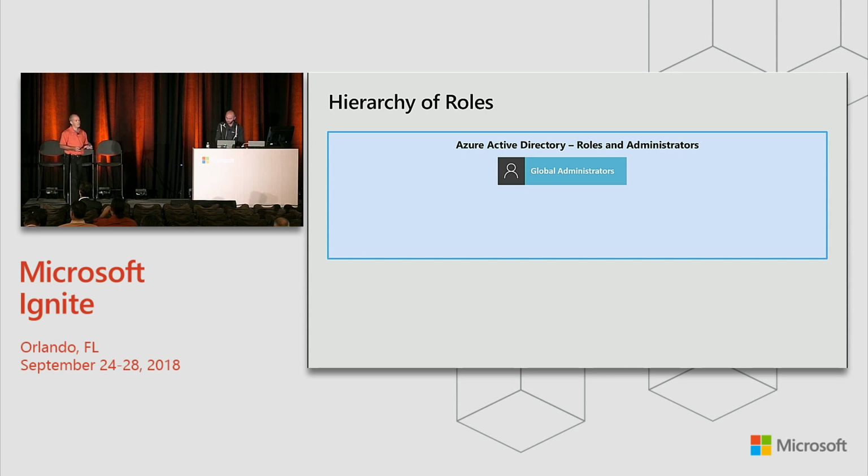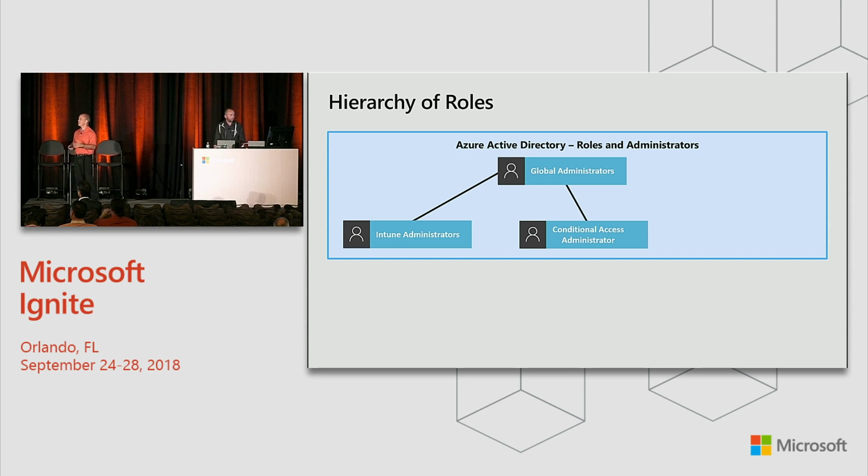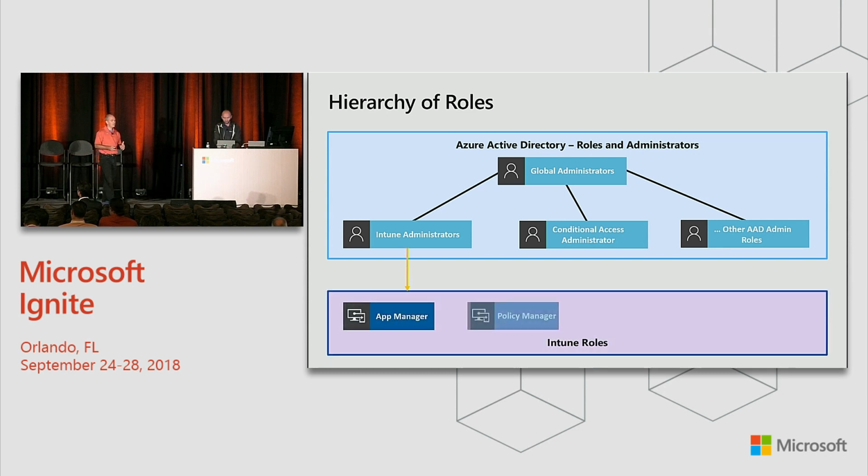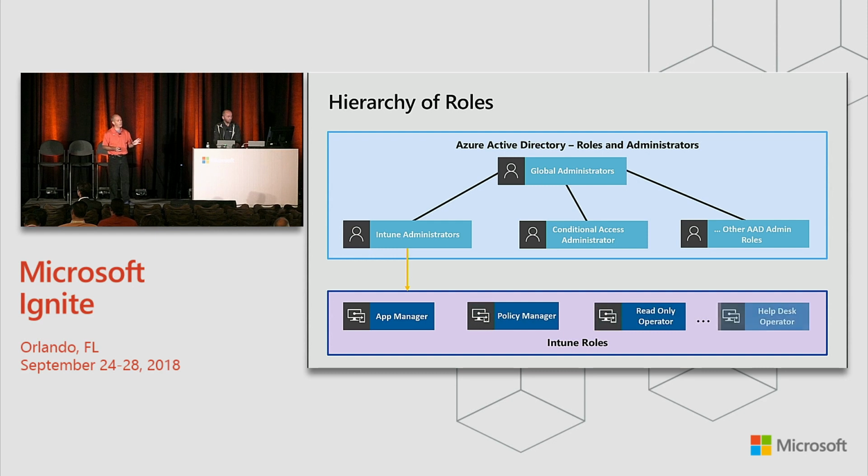So in Azure Active Directory today, you have global administrators. One level down below, you have Intune administrators, and you may have conditional access administrators and other administrators for different services. Below that, with fewer permissions, are your Intune roles, and you may have a scenario-specific role such as App Manager, Policy Manager, Read-Only Operator, Help Desk Operator. So this is our order of permissions. At the top, most permissions; at the bottom, least permissions.